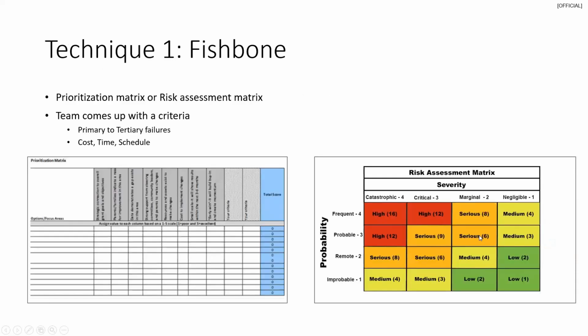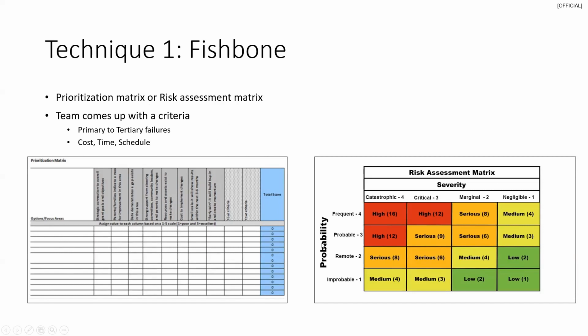Then that would be a fishbone. Then from there, when the team has identified all the causes and the root causes, the team will then list them out. So after listing them out, then you do a prioritization matrix or risk assessment matrix.